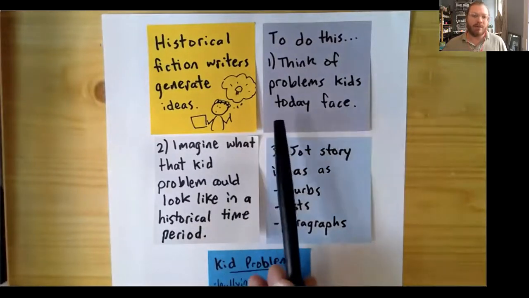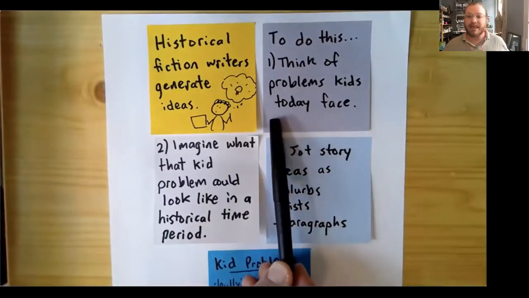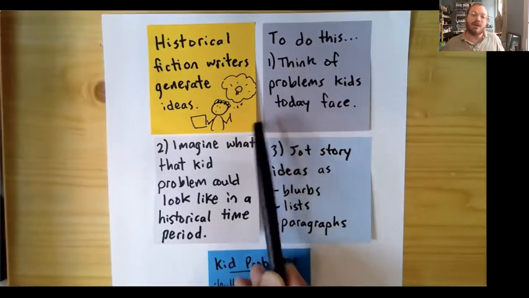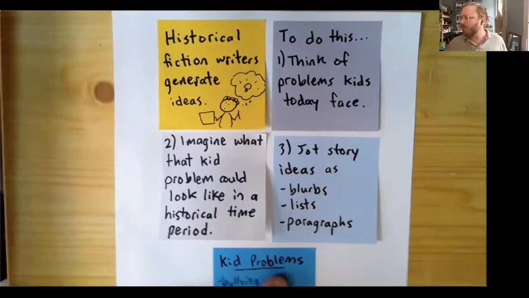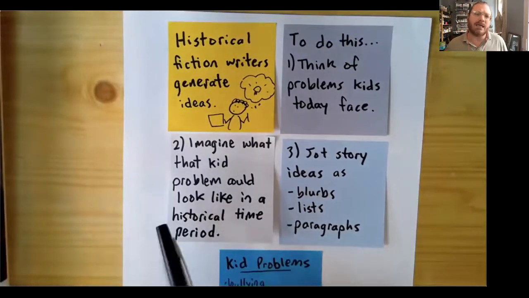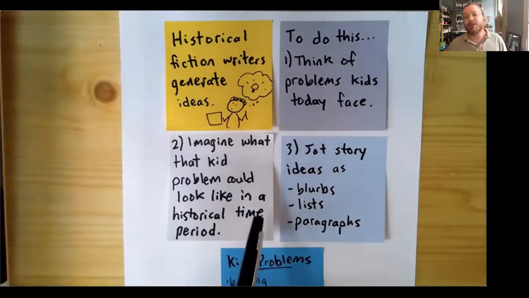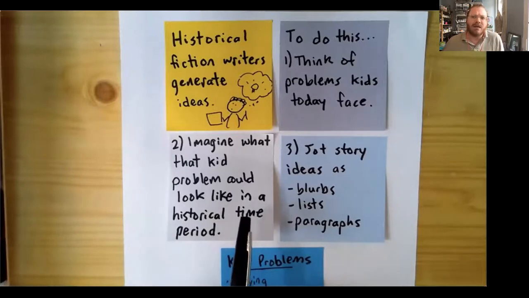Step one, think of problems that kids face today. Like, what are some problems you might face today? Step two, imagine what that problem might look like for a kid in a historical time period that you know well. Step three, jot the story ideas, several, as many as you can, like 3, 5 different ideas.